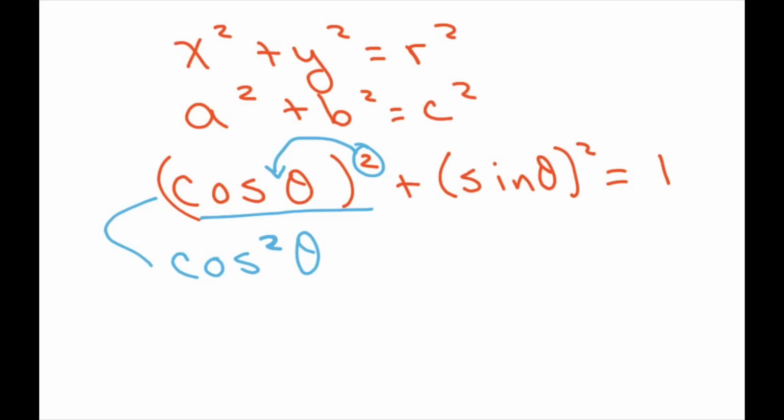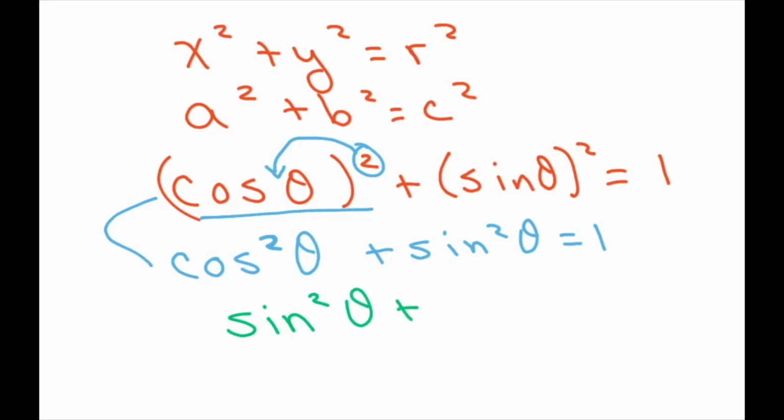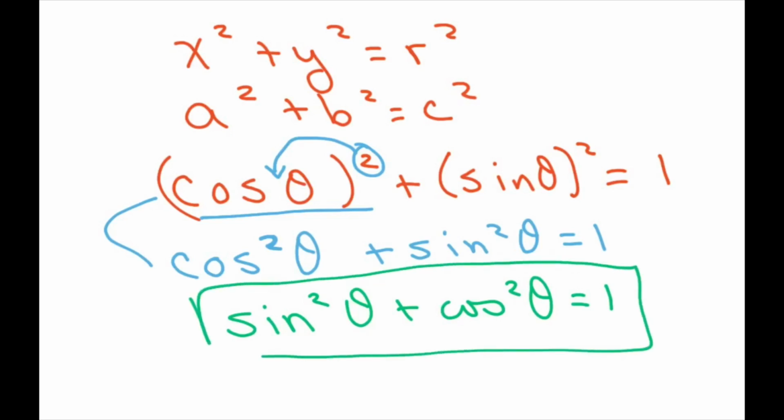And then for sine, do the same thing. And that's your Pythagorean identity. Also, mathematicians tend to write sine first. So sine squared theta plus cosine squared theta equals 1. And that's your Pythagorean identity. And those are just the basic ones.